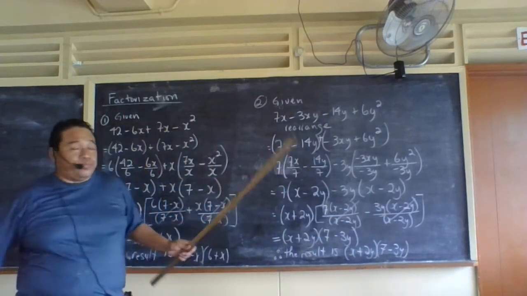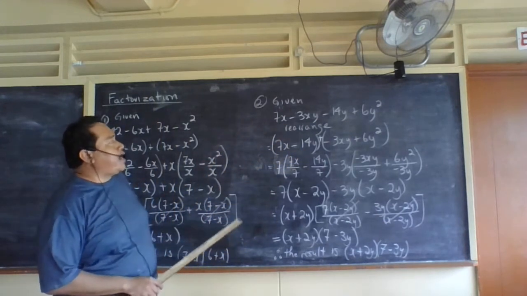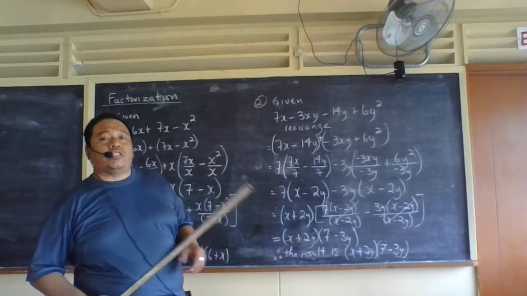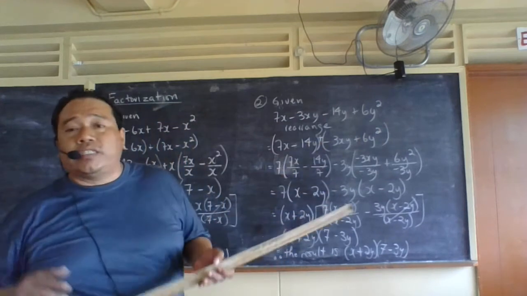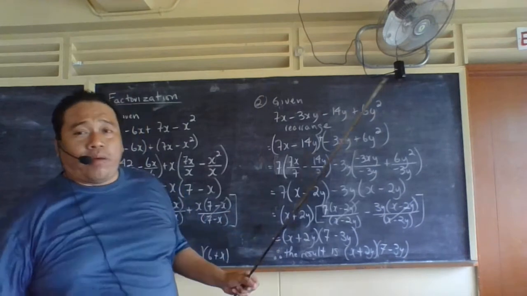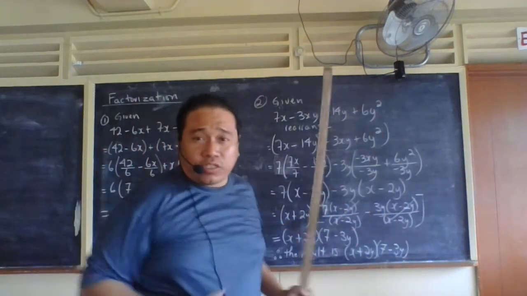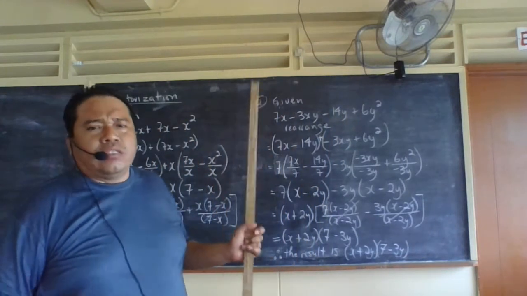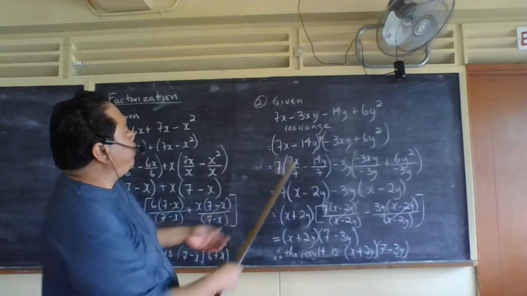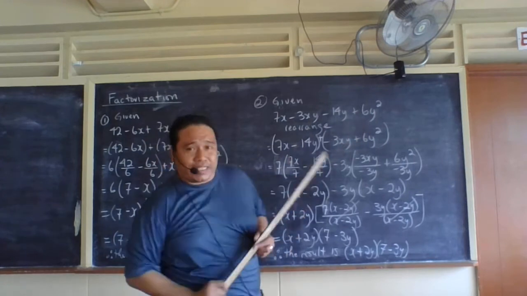Let's look at number 2. Number 2 says 7x minus 3xy minus 14y plus 6y squared. Now notice that the 3rd and 4th terms have nothing in common, but they do have an x. So you can group the first two and the last two as we did before. But to make things a little bit more interesting and show you diversity, we will group the first and the third as well as the second and the last.